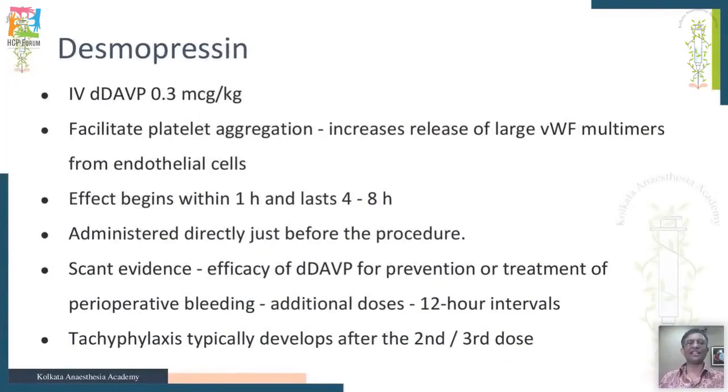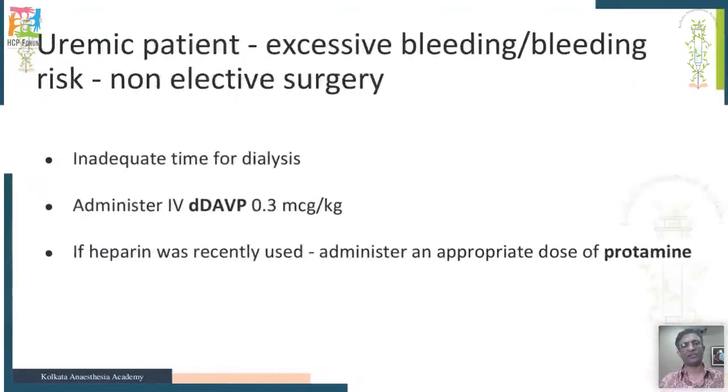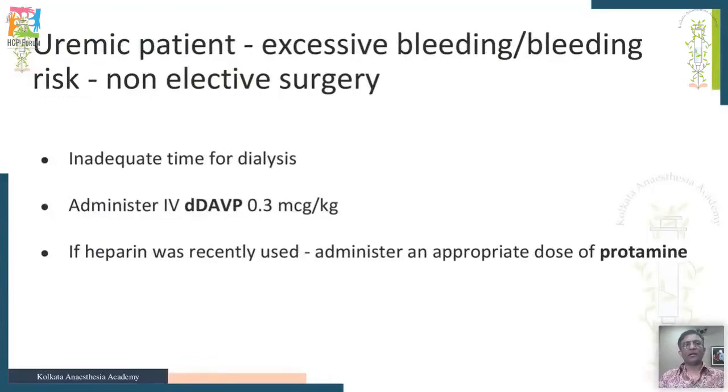This is the essential information about desmopressin. The effect begins within 1 hour and lasts for 4 to 8 hours. So you have to give it just prior to the procedure. If you suspect excessive bleeding and do not have time for dialysis, then the only thing that you can go towards is desmopressin. And if a dialysis had happened and the person comes in, then the only drug that you can then take recourse to is protamine.